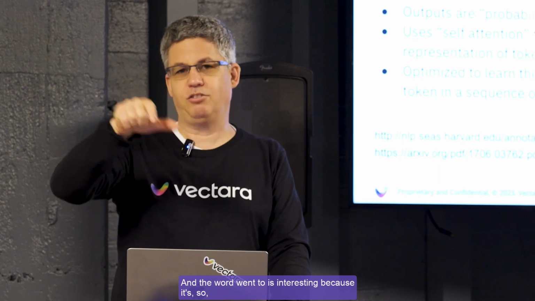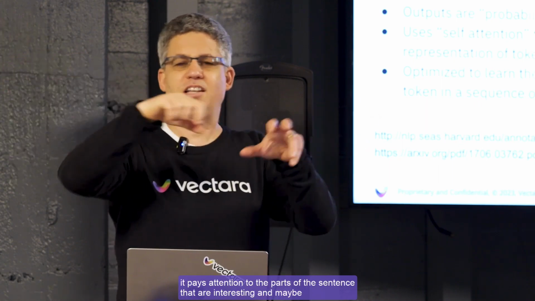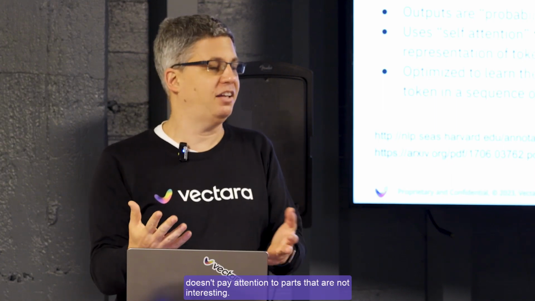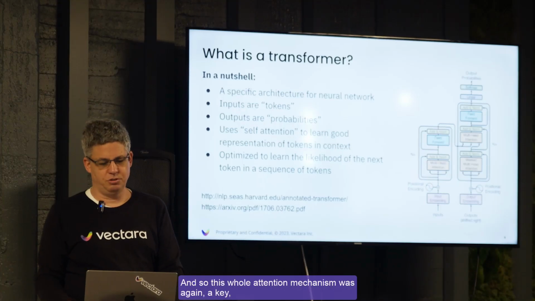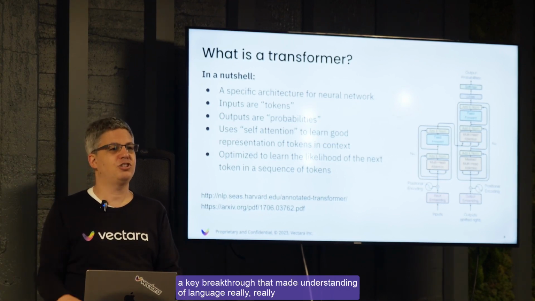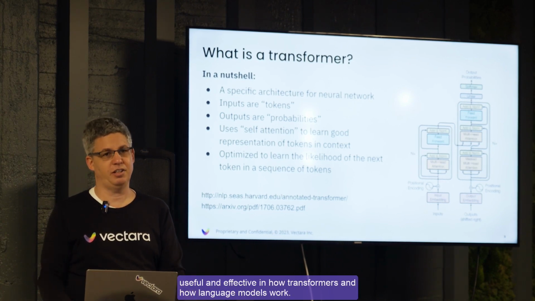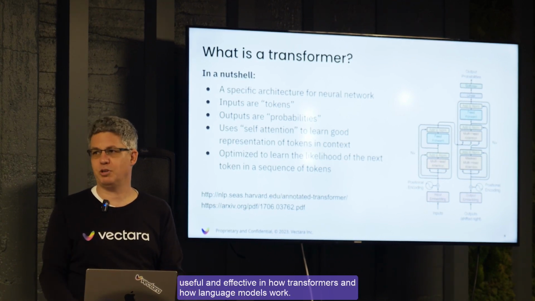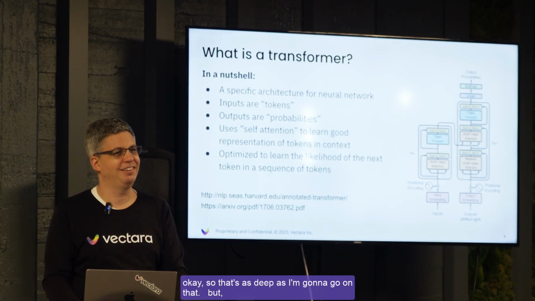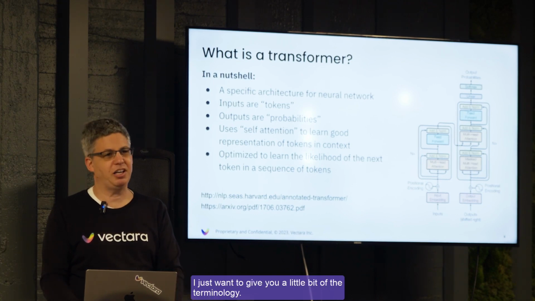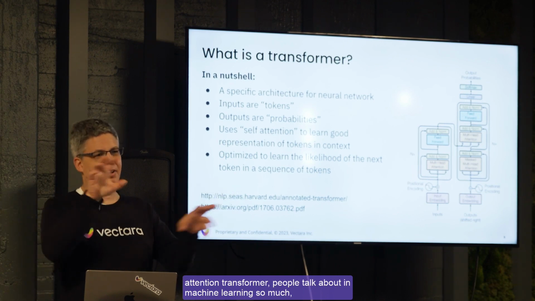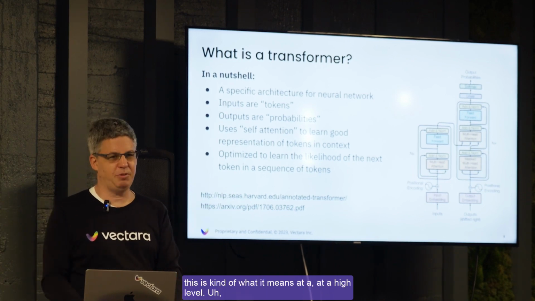And the word went to is interesting, so it pays attention to the parts of the sentence that are interesting and maybe doesn't pay attention to parts that are not interesting. And so this whole attention mechanism was, again, a key breakthrough that made understanding of language really useful and effective in how transformers and language models work. Okay, so that's as deep as I'm going to go on that. But I just want to give you a little bit of the terminology. I think you hear this all the time, people talk about attention and transformers in machine learning so much. This is kind of what it means at a high level.